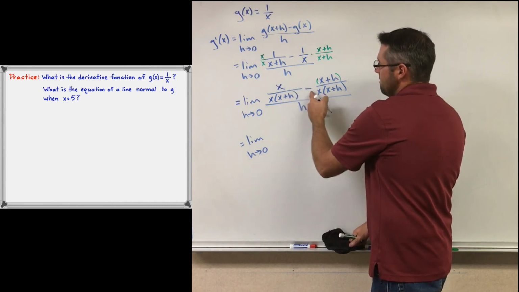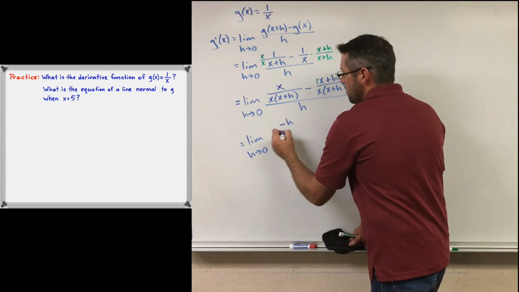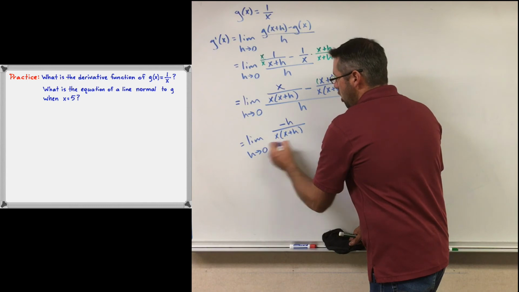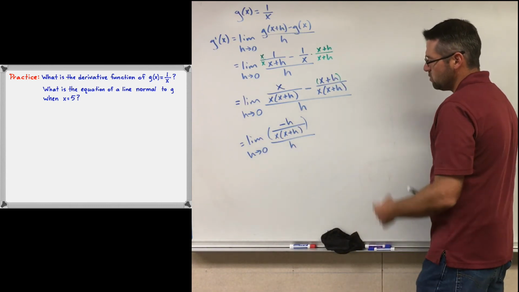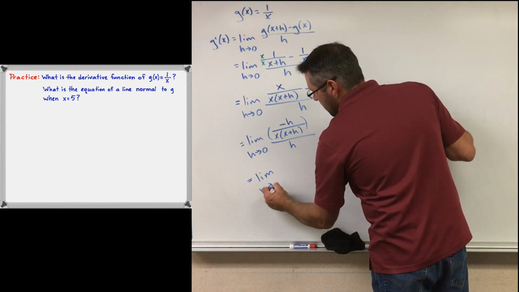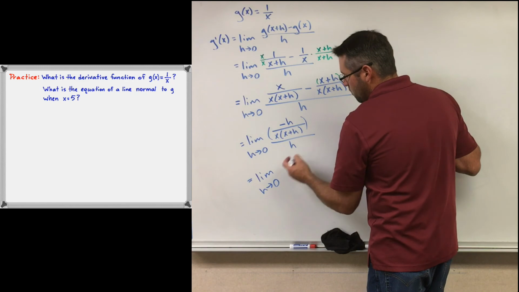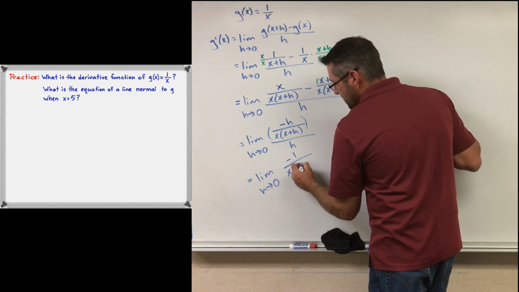So it becomes x minus x, which is 0, and then a negative h. So we end up with negative h over x times x plus h, all over h. And then simplifying this, we talked about this the other day in a previous video, so I don't want to dwell on this, but the h on top and the h on the bottom will simplify. That'll be negative 1 over x times x plus h.